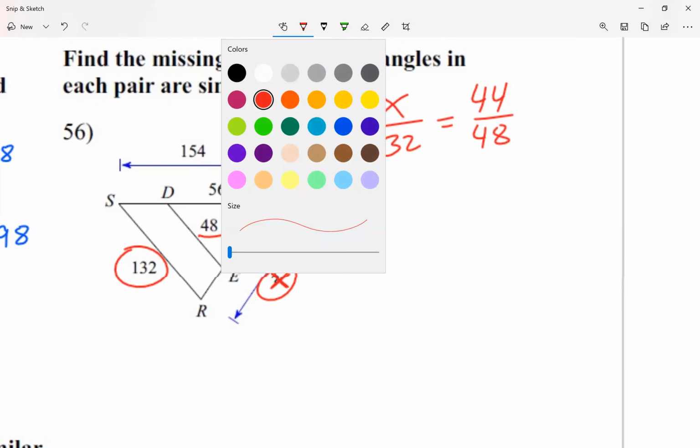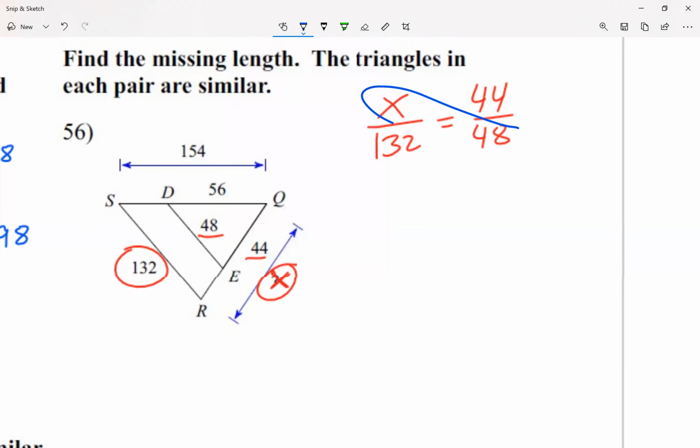I know we're going to cross multiply. We're going to multiply this way. So that's the only way we cannot simplify. So 44 with 132, we cannot simplify. But 132 with 48, yeah, we could divide each by 12.